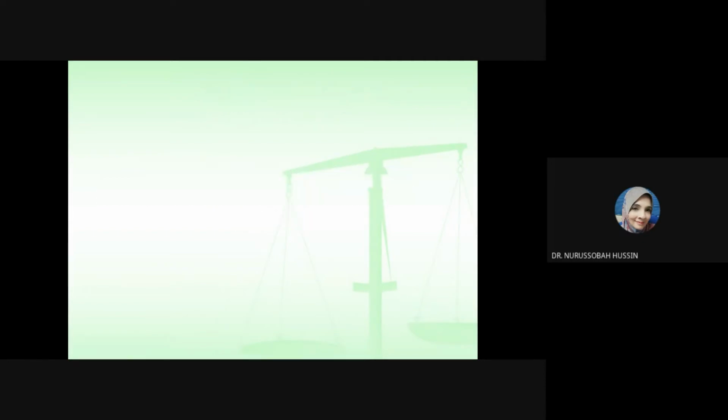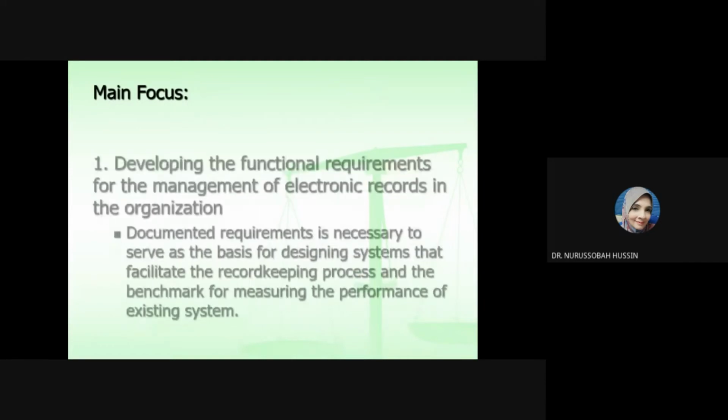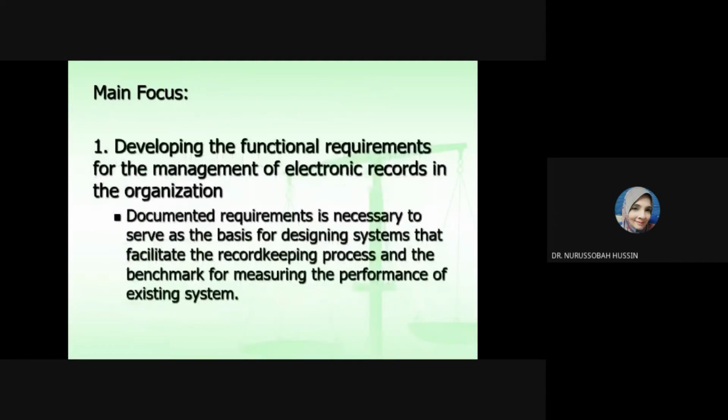So in order to have all those things, the first step, you need to develop the functional requirements for the management of electronic records in the organization. As you can see here, documented requirements are necessary to serve as the basis for designing systems that facilitate the record-keeping process and the benchmark for measuring the performance of existing systems.